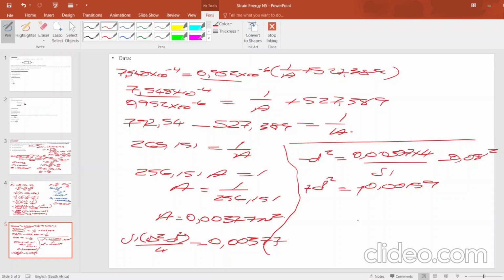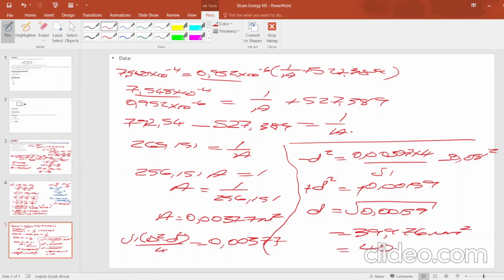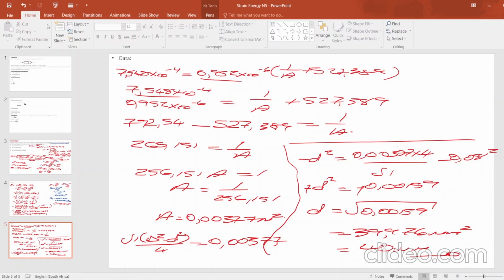Then d squared would be 0,00159. Then I get my diameter as 39,976 millimeters, and when we round it off it will be 40 millimeters. Now this is how you calculate the first question, calculating the inner diameter.